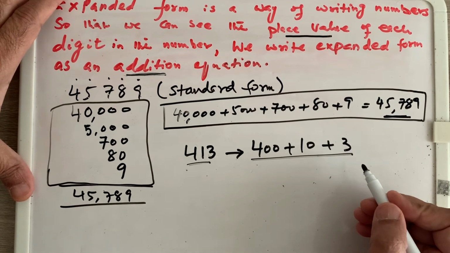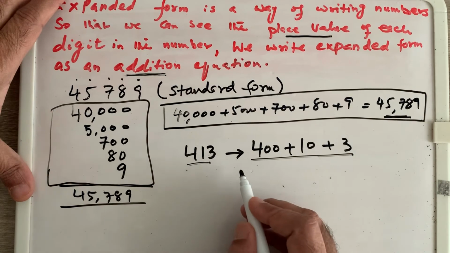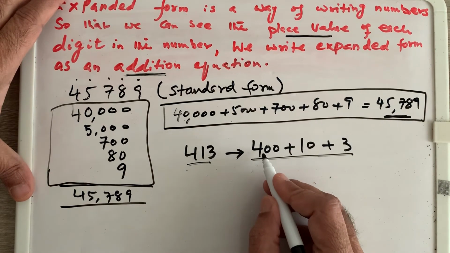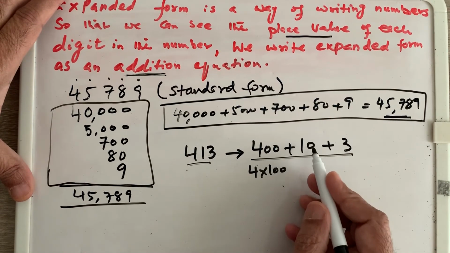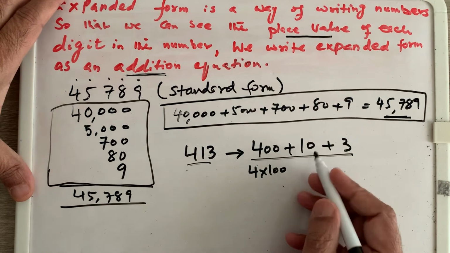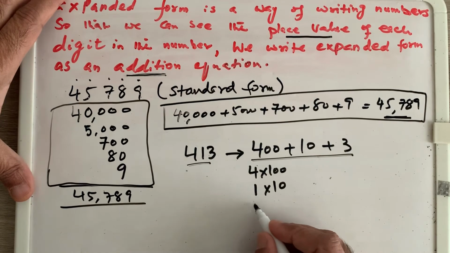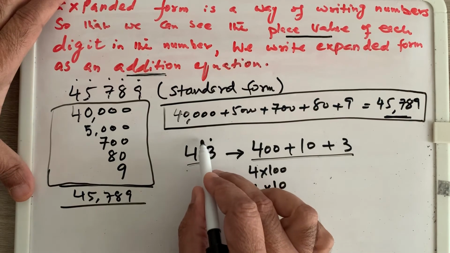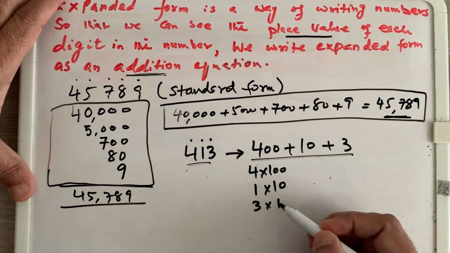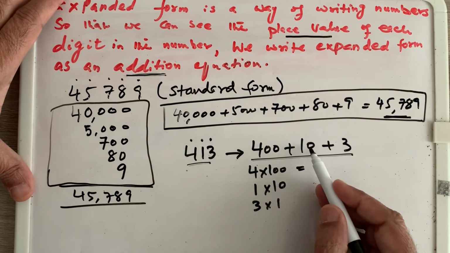So similarly, we learned in the last lecture about the exponent form, and we can also write the same number in exponent form, because now the 400 can be written as 4 into 100. 10 can be written as 1 into 10, right? 1 has a place value of this, and 3 has a place value of 1 place, right? So this is 1 place, this is 10 place, this is 100 place. So that is giving me the same thing, 400 plus 10 plus 3.